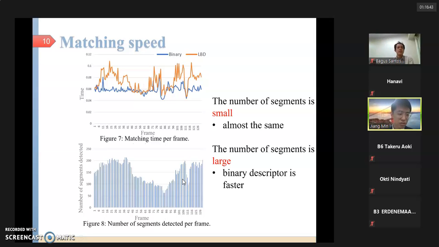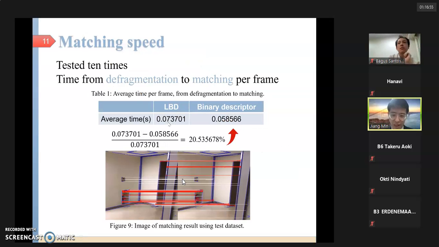And we also calculate the average time of our method. Compared to the LBD method, we can see the LBD method costs about this time, and our binary describer costs this time. And we can see that the speed of the binary describers is increased by about 20%, and the matching result is shown in figure 9. You can see the matching is pretty good.